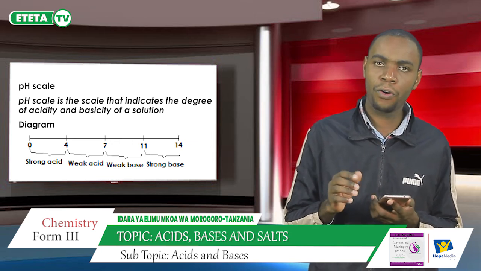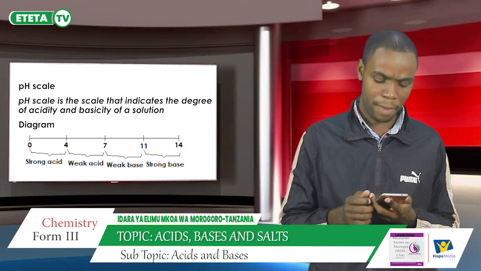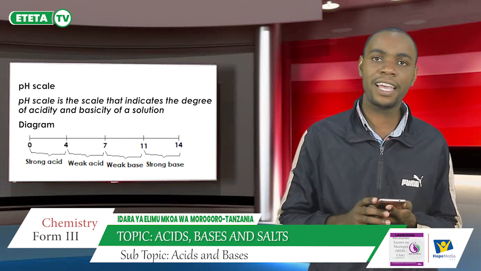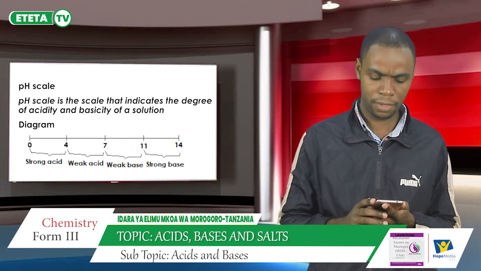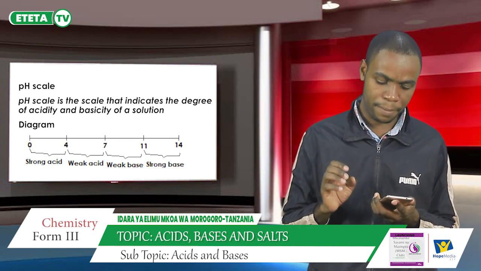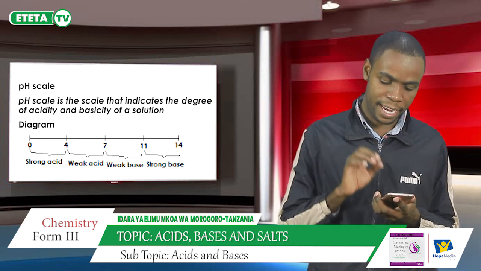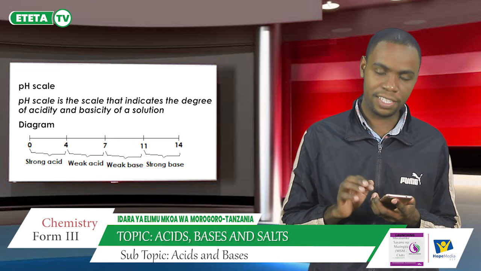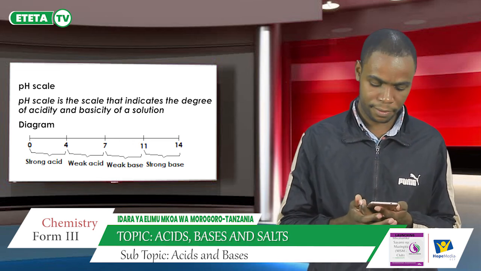From 0 to 4, this is a strong acid. But from 4 to 6.9, this is a weak acid. From 7.1 to 11, this is a weak base. And from 11 to 14, this is a strong base.